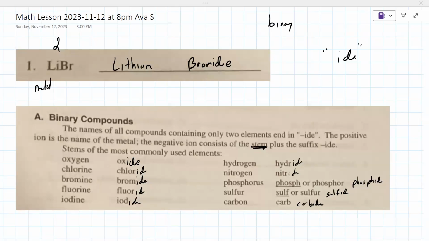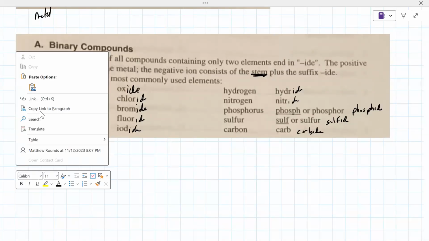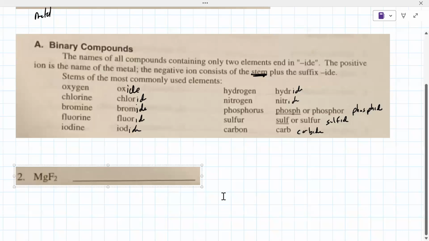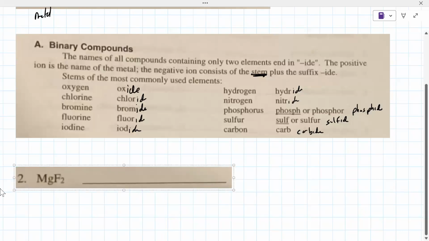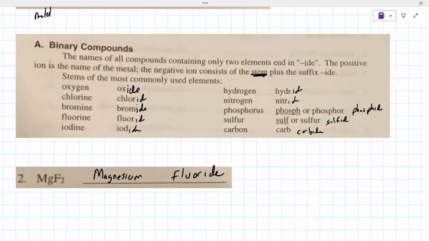So for number two, you have to give the name of the first one, Mg. What is Mg? Magnesium. Magnesium. And then fluorine, and you change it to fluoride. It's an ide. All right.